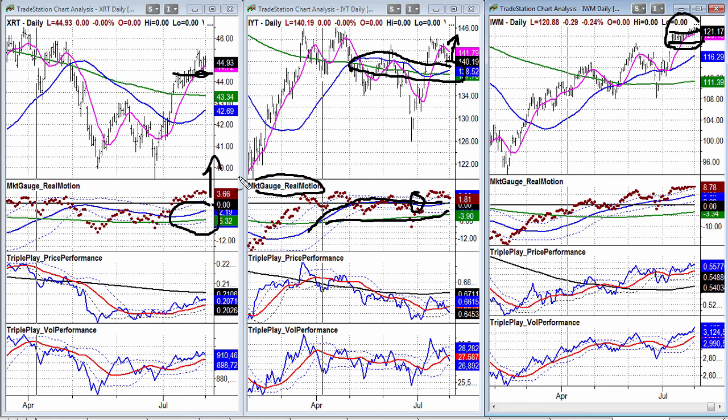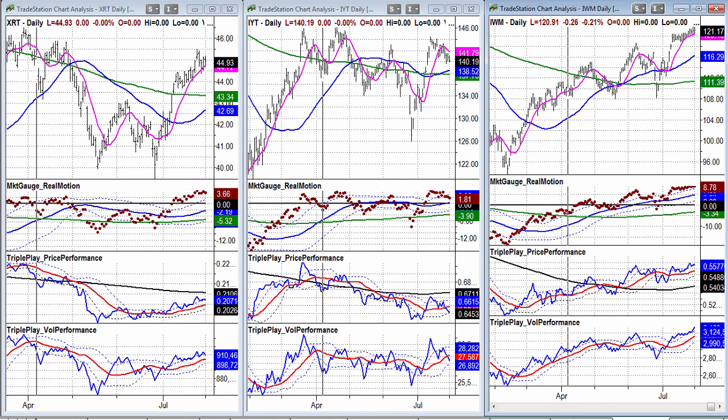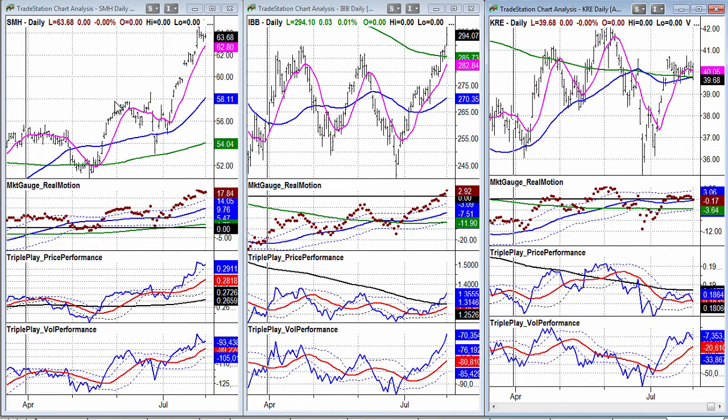All right, now let's go to one other key chart. I said there were 6 charts. These are 3 of them: XRT, IYT, and IWM. The other 3 are SMH, IBB, and KRE. Now we can see here that KRE is really not cooperating whatsoever, unable to really break out of this consolidation here, and in fact yesterday closed lower. So despite its Real Motion being in gear, it's not cooperating and moving higher.